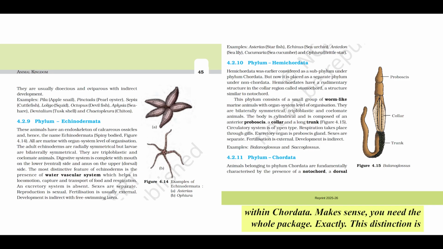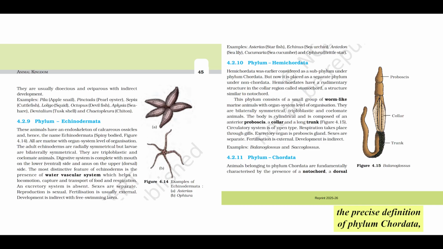Exactly. This distinction is important for students because it reinforces the precise definition of phylum Chordata, stressing that the presence of all 4 fundamental characteristics, notochord, dorsal hollow nerve cord, pharyngeal gill slits, post-anal tail, at some stage of life is required. It emphasizes that superficial similarities or sharing just one feature aren't sufficient for classification if underlying homology and the complete set of defining traits are absent. It clarifies the boundary between chordates and non-chordates. Very clear. Hemichordates are out, chordates are next.